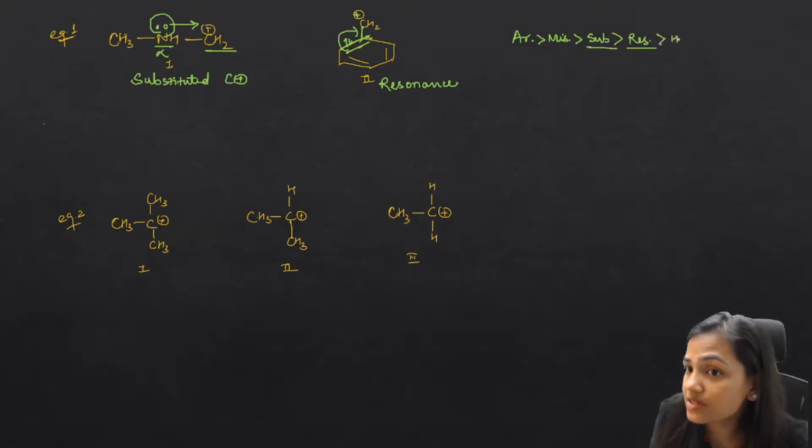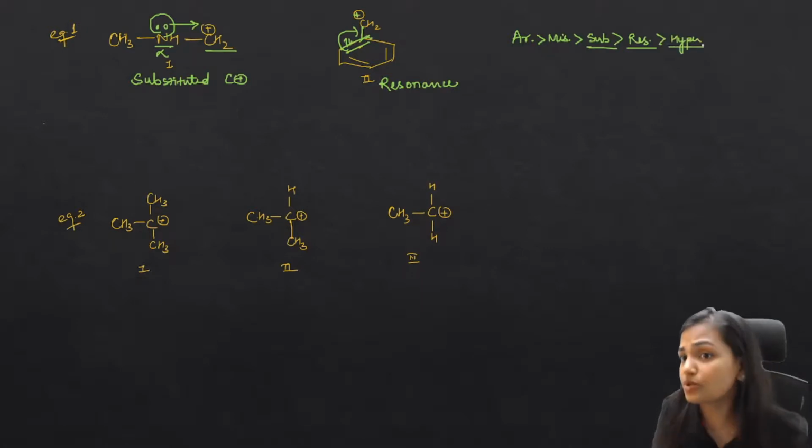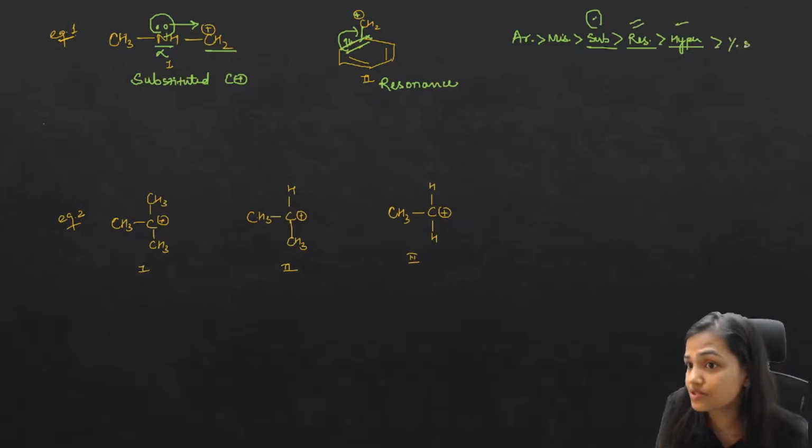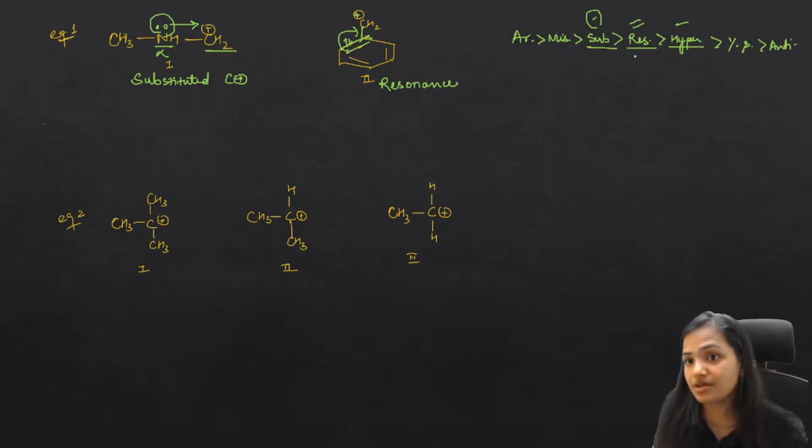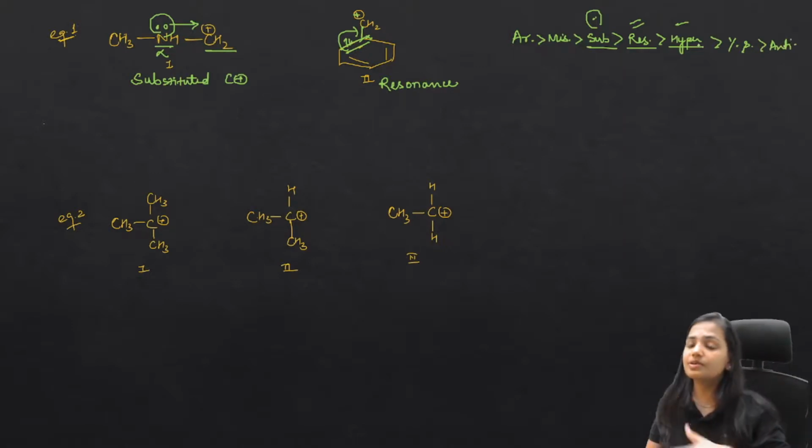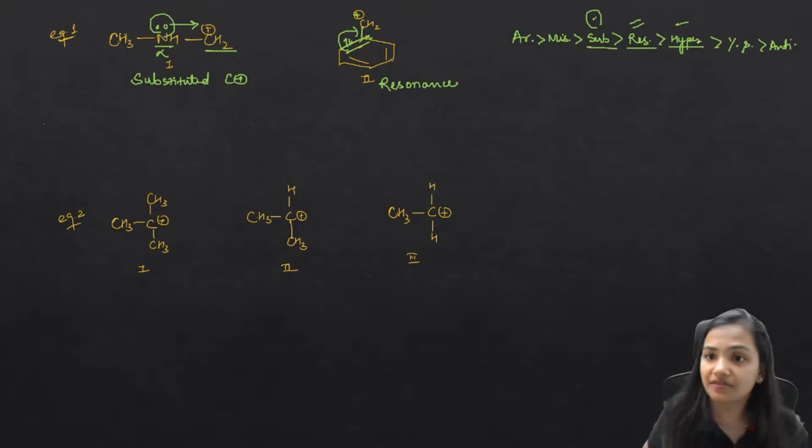And after resonance there was hyperconjugation, right? Substituted lone pair, pi bond and alpha hydrogens. After that there was the percentage of S character, and then in the last there was anti-aromatic. Okay, so if this is the way you learn, you will be able to figure it out and answer every question.